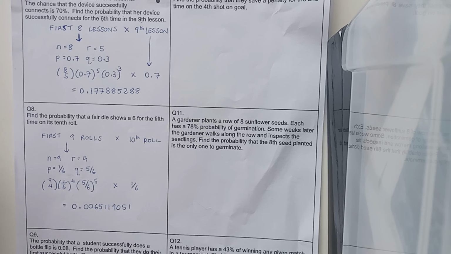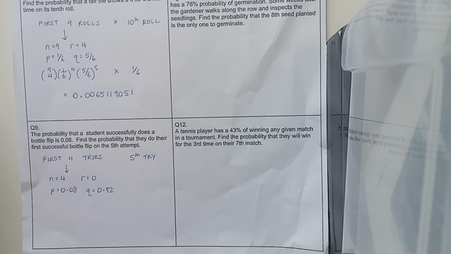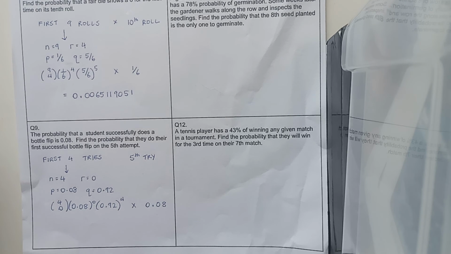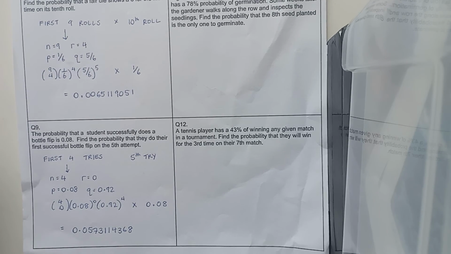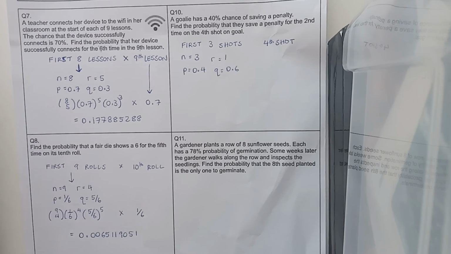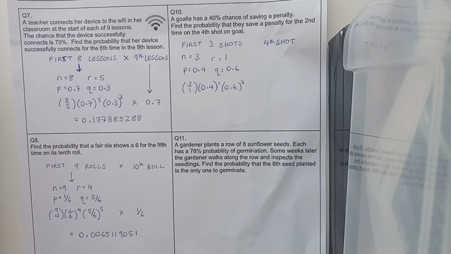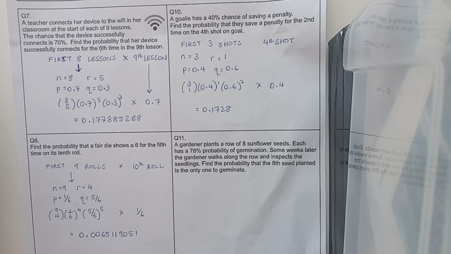So in question 9 then, we are bottle flipping. So we've got the first 4 tries and the 5th try separately. Since we want the first success on the 5th try, that means we don't want them to succeed at all in the first 4 tries. So we'll fill our formula in and then multiply by the probability of that individual success in the 5th try, which gives me the solution. On to question 10. This time we have the first 3 shots and the 4th shot separately. I note my values, I fill in my formula, I times by 0.4 for success in the 4th shot, and I get 0.1728.